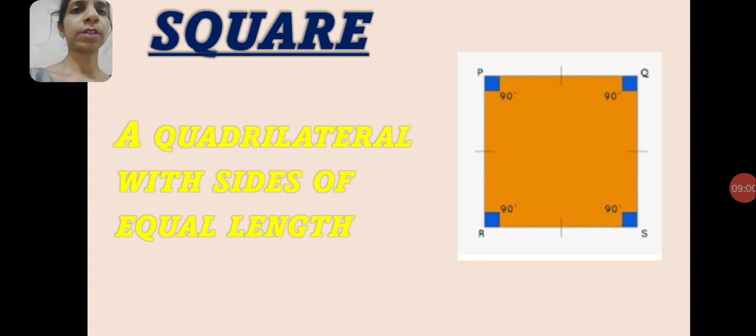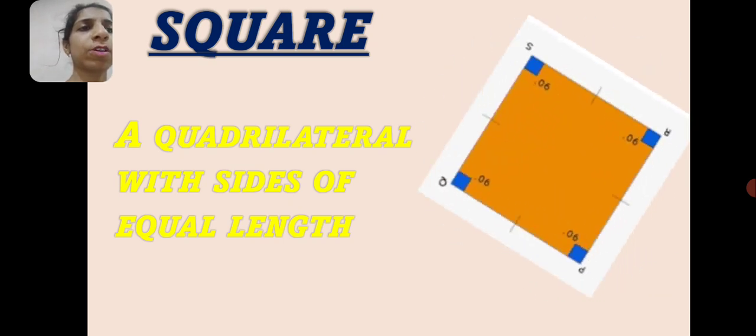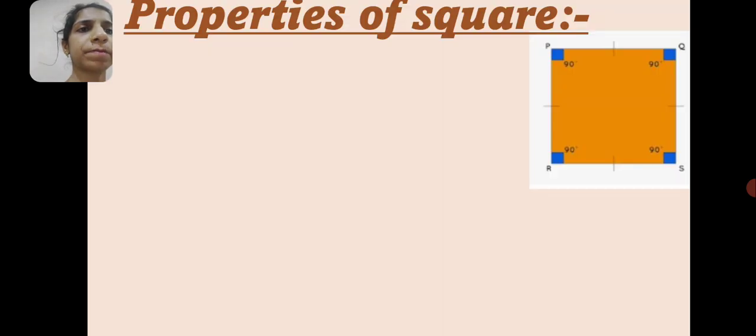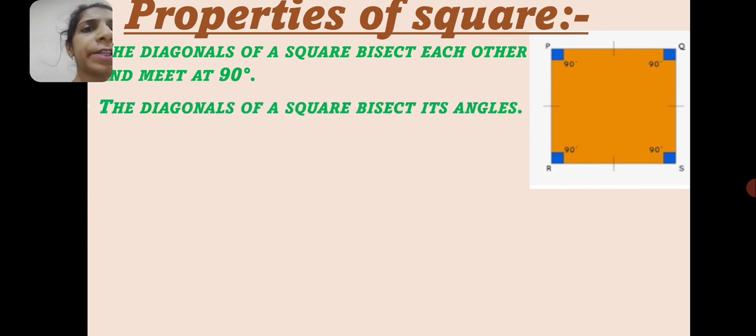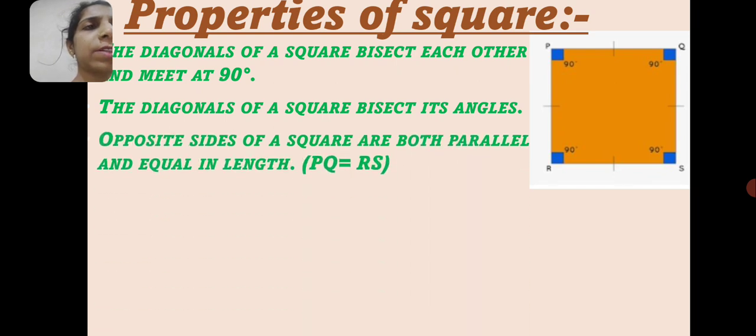Let's talk about the square. A quadrilateral with sides of equal length is what we call a square. Let's talk about some properties of a square. The diagonals of a square bisect each other and meet at 90 degrees. The next property of a square is that the diagonals of a square bisect its angles.